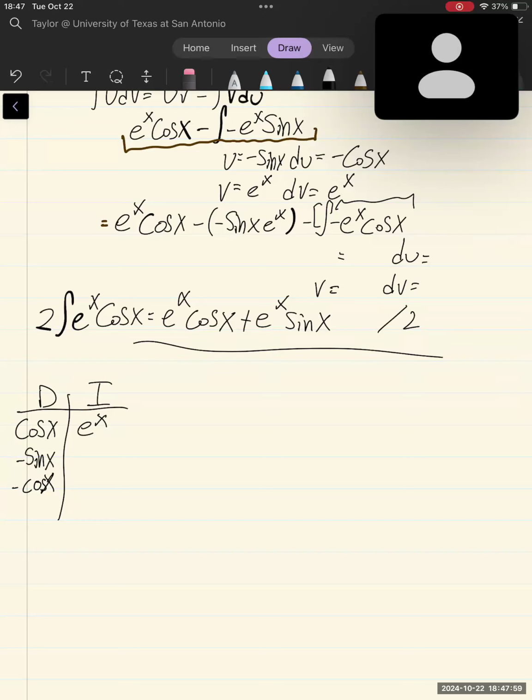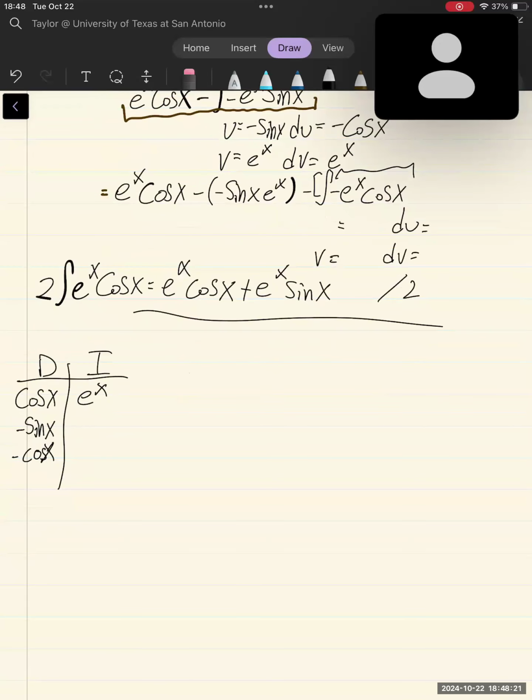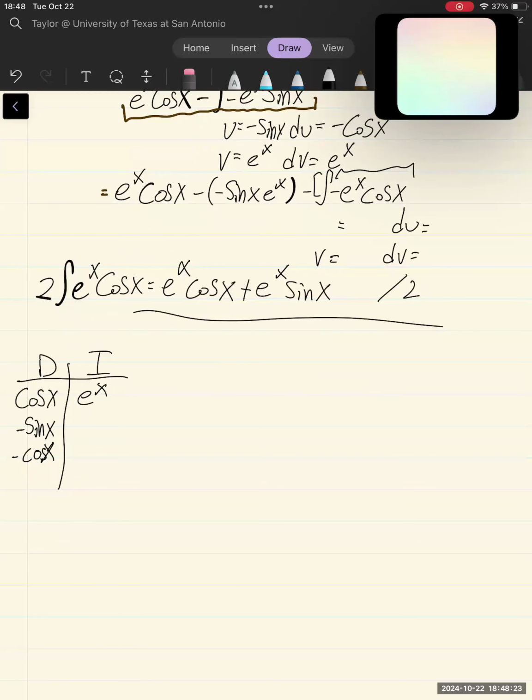So the question is, are there times we have to use the tabular method? I don't want to give you a definitive answer because in the scope of this class, generally the tabular method will always work. But there are instances sometimes outside of this class, depending on your major, where the tabular method may not necessarily work.